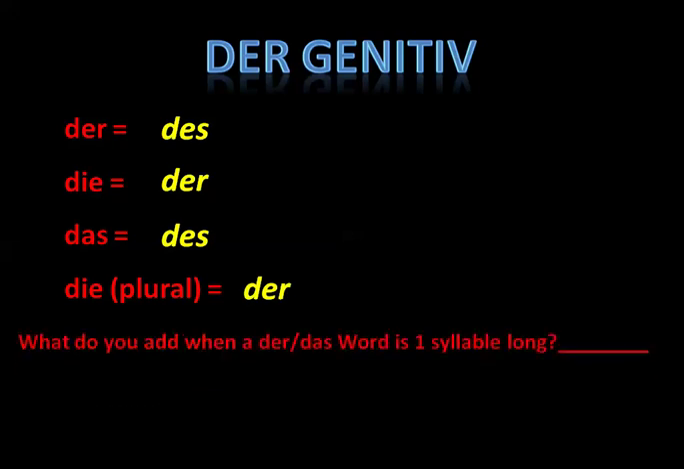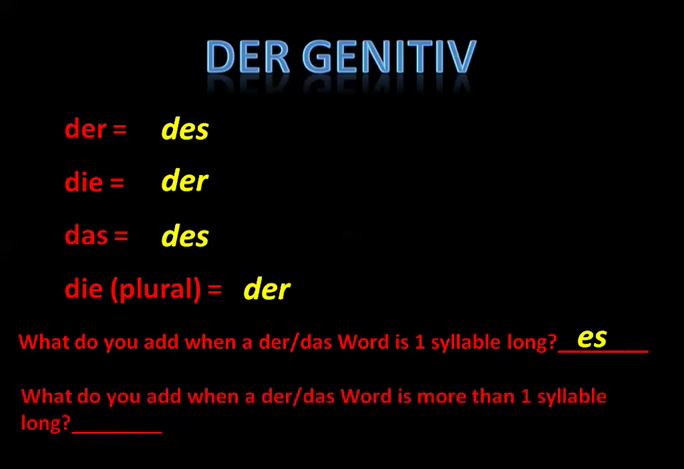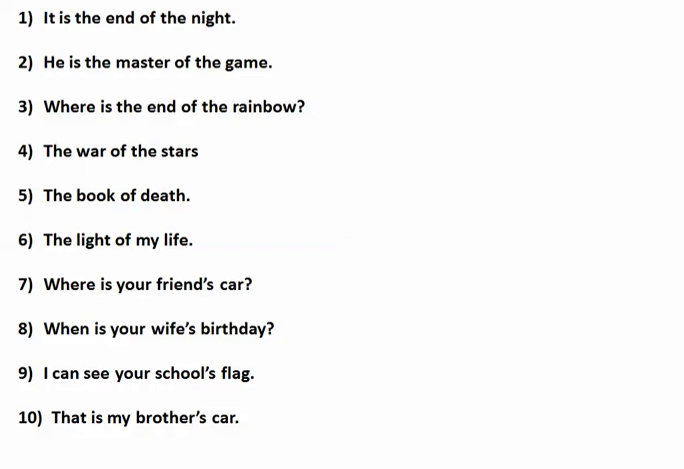If you are using a masculine or neuter noun, or der or das word, in the genitive case, and it is one syllable long, then on the noun that follows these definite articles, you will add an es. And if it is a der or das word, masculine or neuter noun, which is more than one syllable long, then you will add simply an s. So again, one syllable long der or das word, add an es. More syllables than one, add an s. So let's look at this in practice.